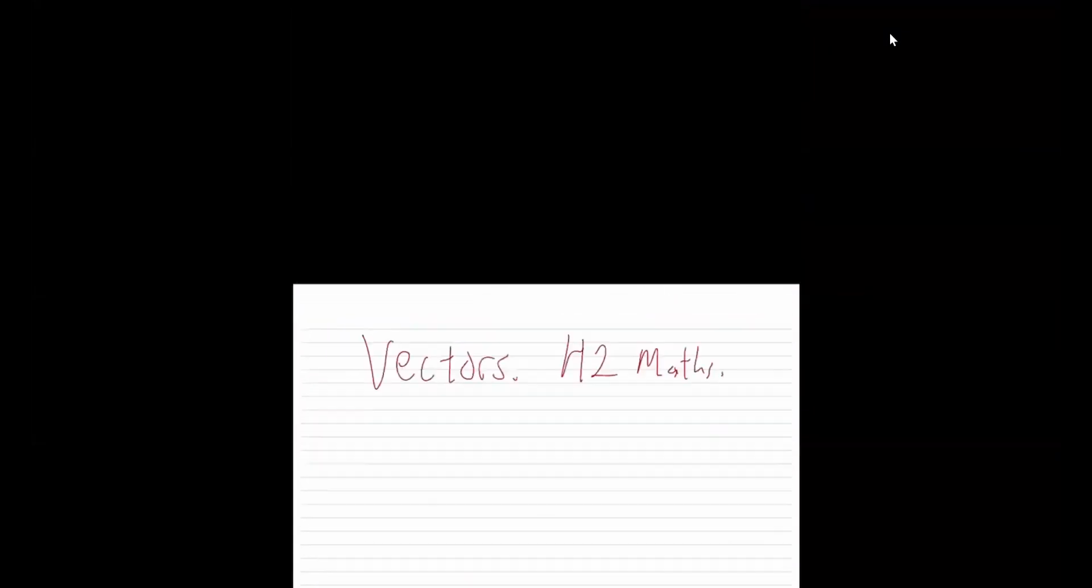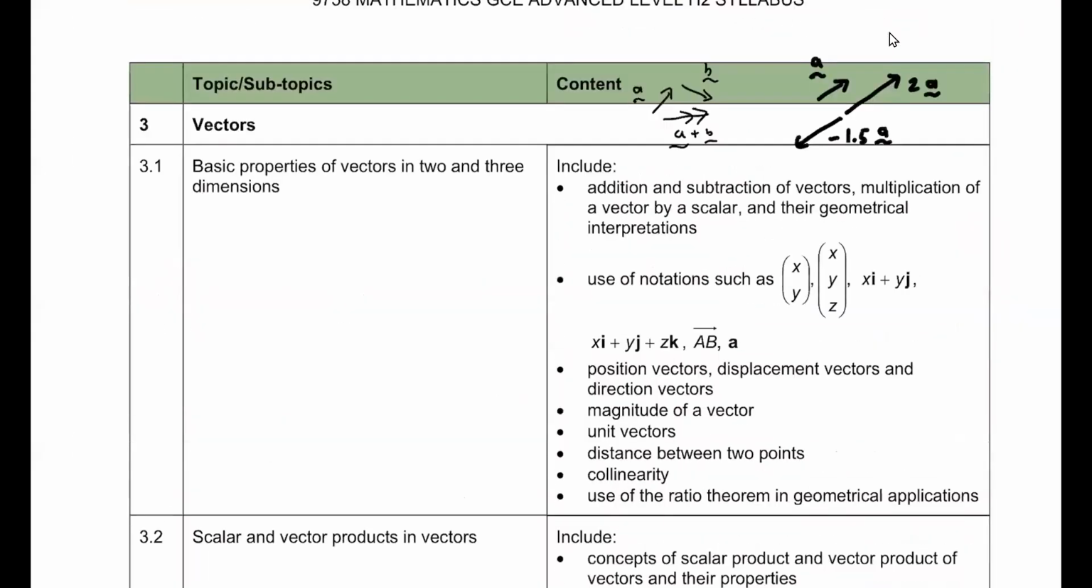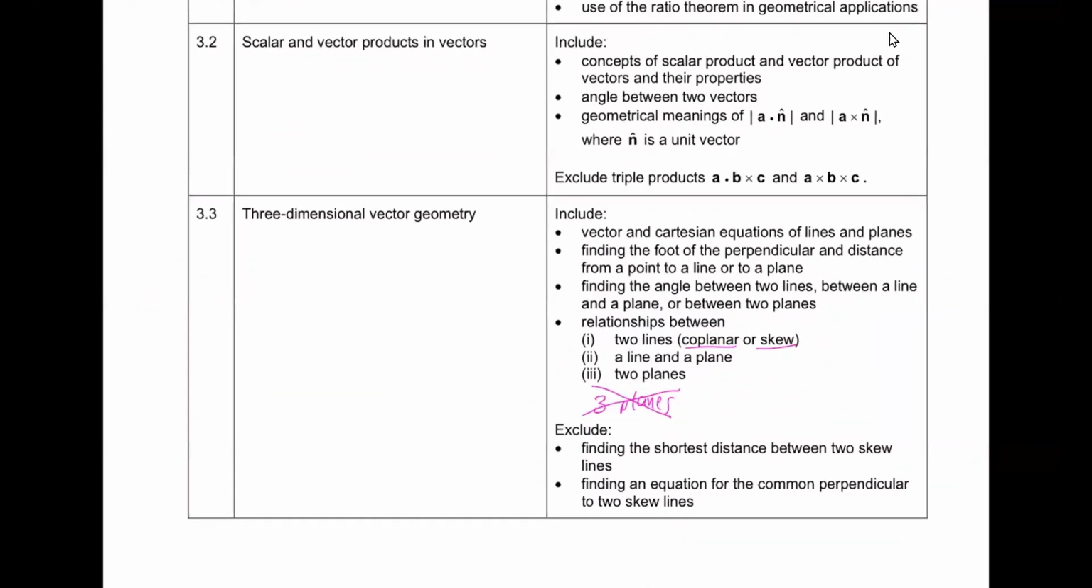Okay, over here, do you notice this point 2? Relationship between a line and a plane? Yeah. So implicitly, they are asking you to find out all of the relationships between a line and a plane, including finding out the point of intersection.